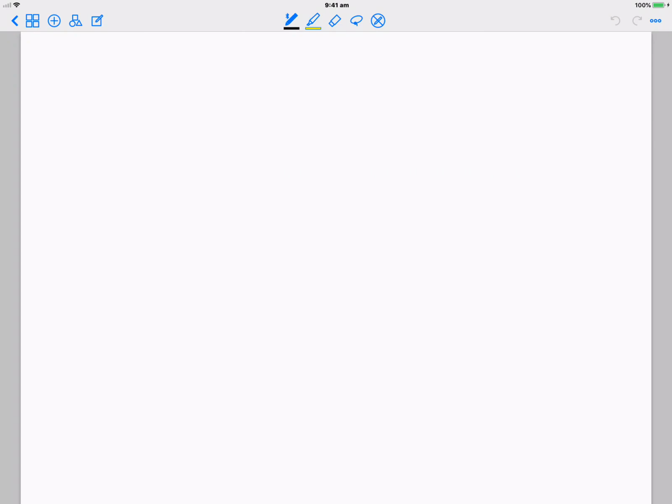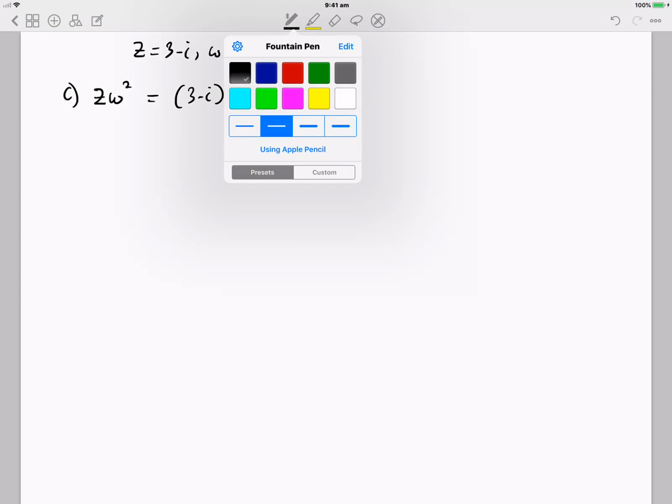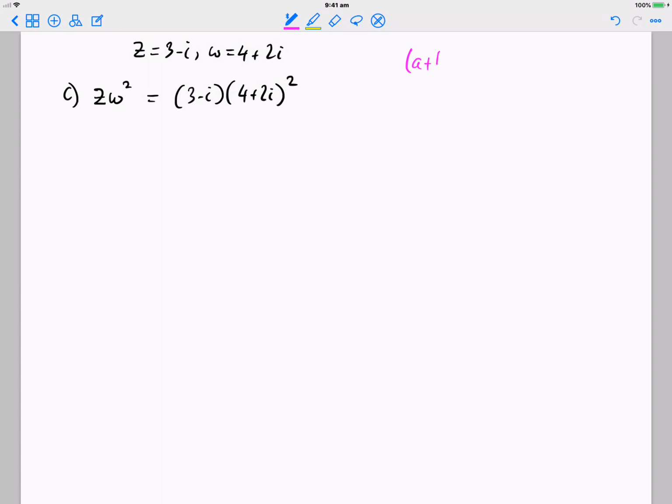Let's have a look at part C. Let me go to the next page. In part C, I want to figure out z times w squared, where remember z was 3 minus i and w was 4 plus 2i. So now I'm doing 3 minus i times 4 plus 2i squared. To square this, I can use the identity for the square of a sum that we use quite often. We know that this is a squared plus 2ab plus b squared.